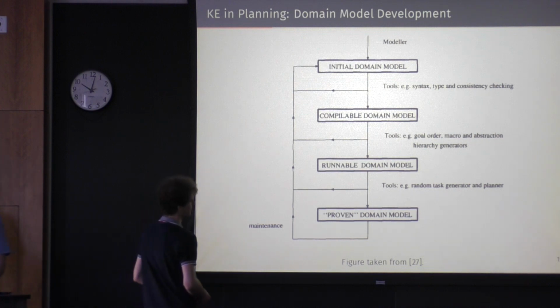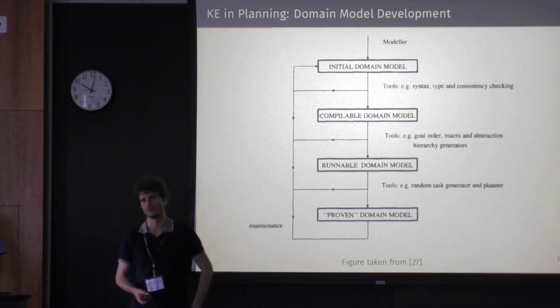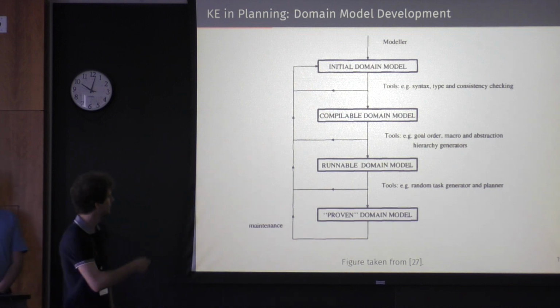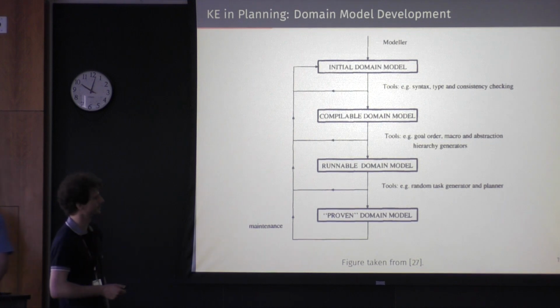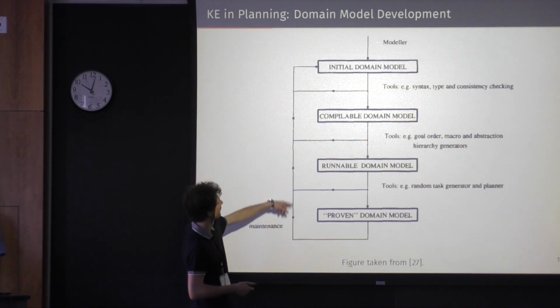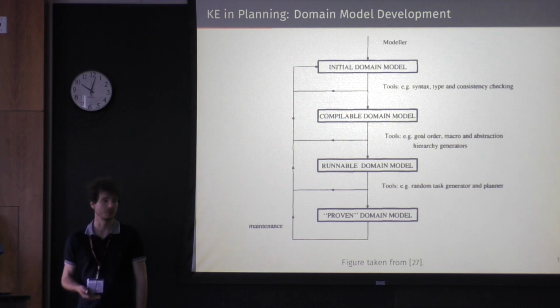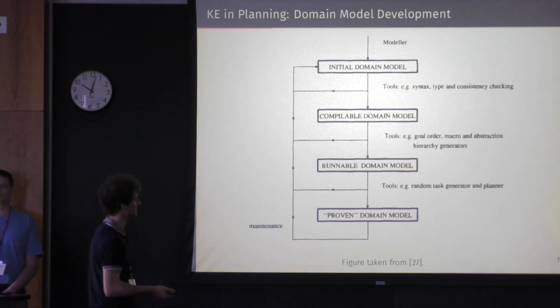And what you just need to do at this point is the maintenance process. If at some point requirements change, you need to iterate again in order to improve your domain model. And the level, let's say, of the jump depends on the kind of changes which are required.